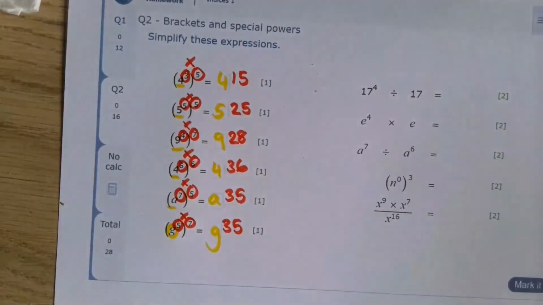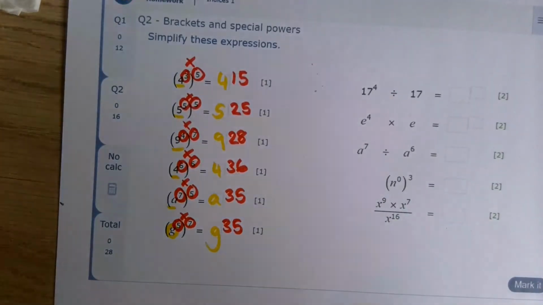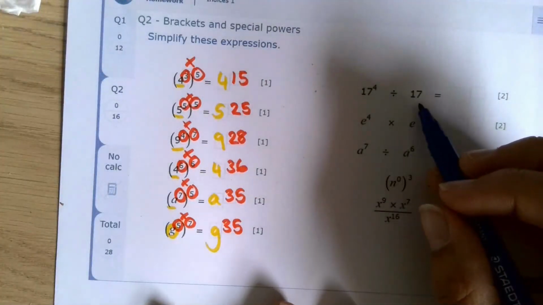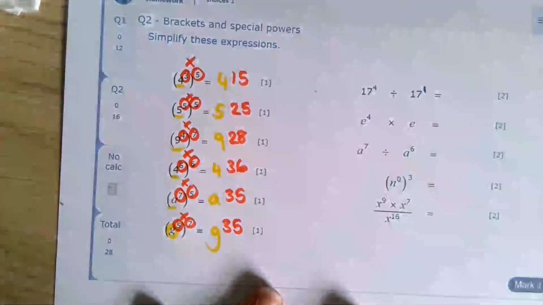Now these are a couple of questions that might throw people off. Okay, so let's have a look. We've got 17 to the power of 4 divided by 17. What some people will do there is, oh, 17 divided by 17 is 1, so it must be 1 to the power of 4. No. How many 17s have I got? Am I multiplying here? Oh, I've only got 1 17.